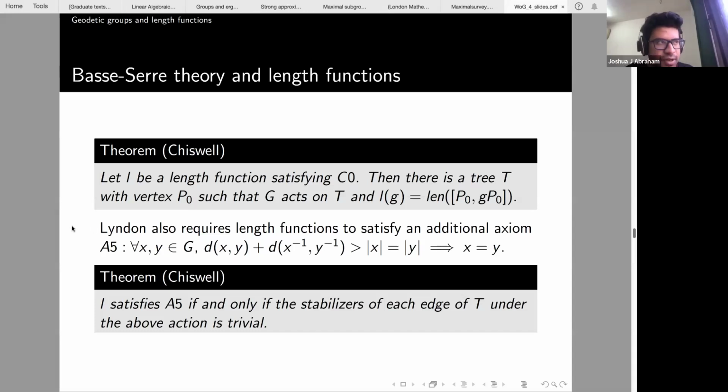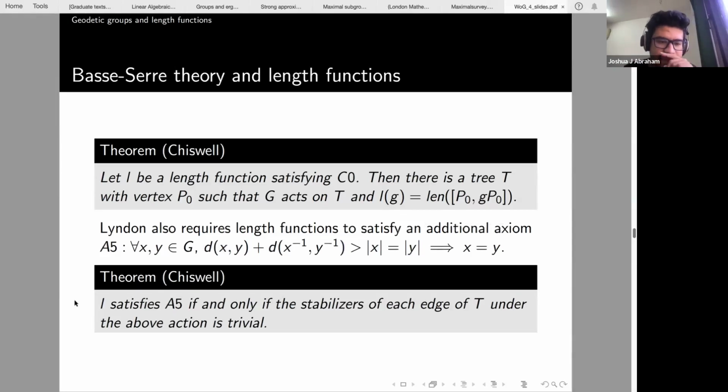And then Lyndon additionally requires, when he introduced length functions, so Lyndon's the person who introduced the concept of length functions, he required length functions to satisfy this additional property A5, which basically says that if you have two elements of the same length, and d of xy plus d of x inverse y inverse is strictly greater than the length of this element, then x is equal to y. So in the case of the free group, what this means is if the length of the common prefix that they share plus the length of the common prefix that they share is strictly bigger than the length of the element, then the two elements have to be the same.